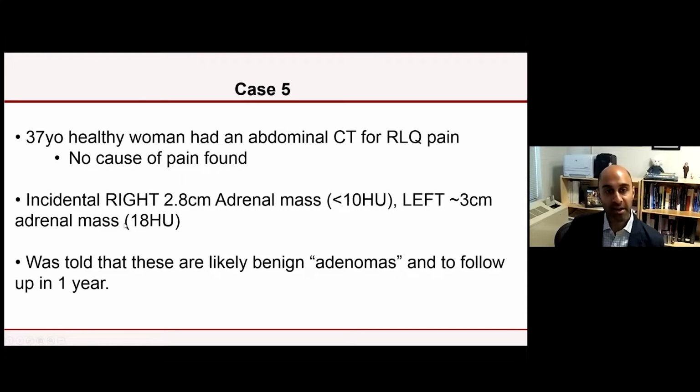One incidental finding was that on the right adrenal, there was a 2.8 centimeter mass, and it had an unenhanced attenuation of less than 10 Hounsfield units. And on the left adrenal, there was about a 3 centimeter mass, and the unenhanced CT attenuation was 18 Hounsfield units. And so she was told that these are likely benign adenomas, which is statistically true, and that she should follow up in 1 year.